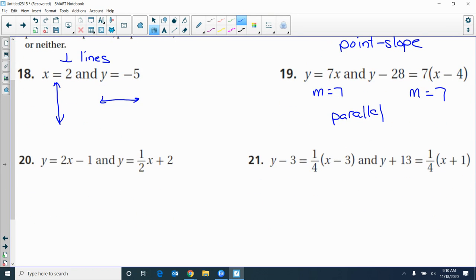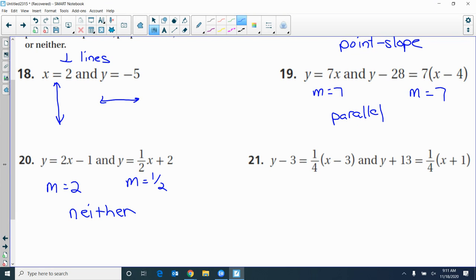All right. This number here, 20. Y equals 2x minus 1. Y equals 1/2 x plus 2. All right, good one here. Amanda, what is the slope of that first one? 2. What is the slope of the second one? 1/2. All right, stop, process before you answer. Josh? Neither. Good. Neither. Because for them to be perpendicular, one of them would have to be negative. To be parallel, they have to be the same. So neither. So that can exist. Not all lines are perpendicular or parallel.